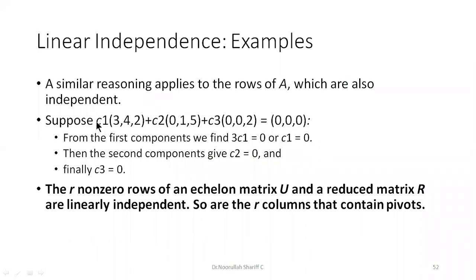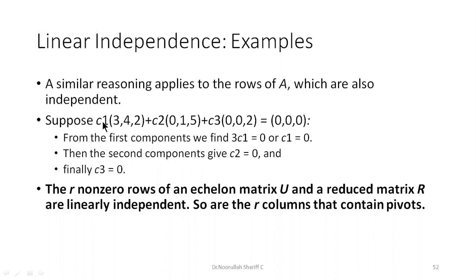Okay, so at that time we can write C1 times 3, 4, 2, the first row, C2 times the second row 0, 1, 5, then plus C3 times the third row, which is 0, 0, 2, and this will give us 0, 0, 0. From this you can get the first component as 3C1 plus 0C2 plus 0C3 is equal to 0, and that will give us 3C1 equal to 0, and that will be C1 equal to 0.